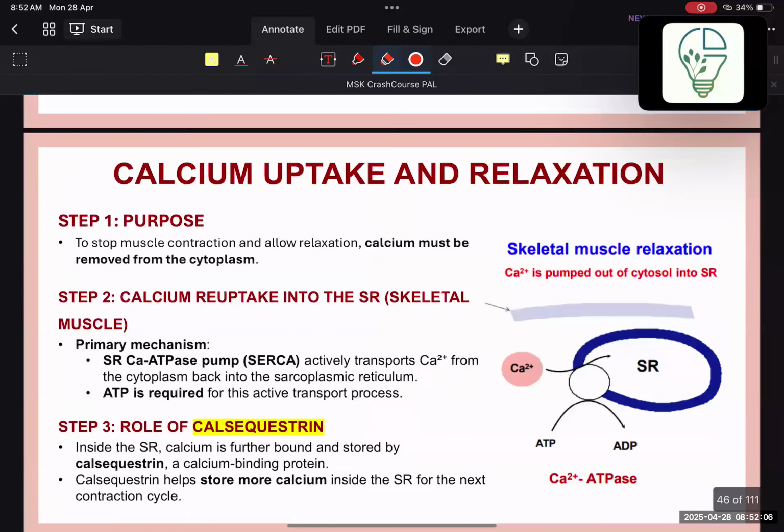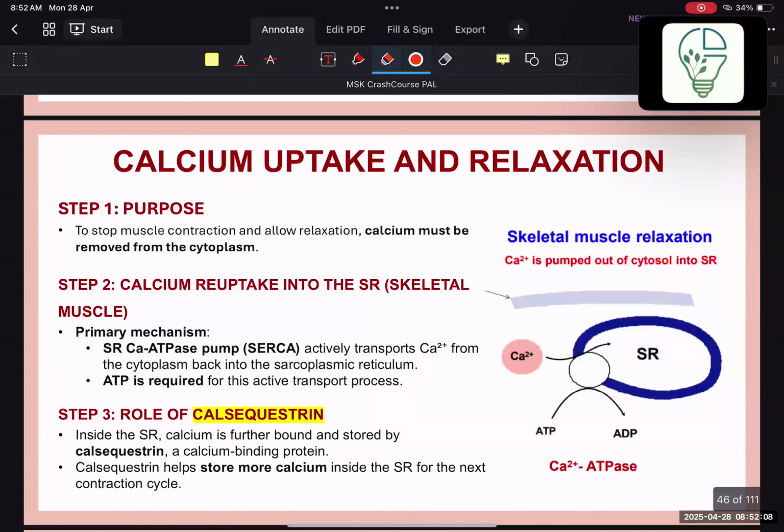Now let's talk about relaxation. So how did we trigger the contraction in skeletal muscles? We triggered it by releasing calcium from the sarcoplasmic reticulum. How will we trigger relaxation? We will trigger it through the exact same way, which is we need to bring back that calcium from outside of the sarcoplasmic reticulum back into the sarcoplasmic reticulum. So to enter relaxation, we need to decrease the amount of cytosolic calcium.